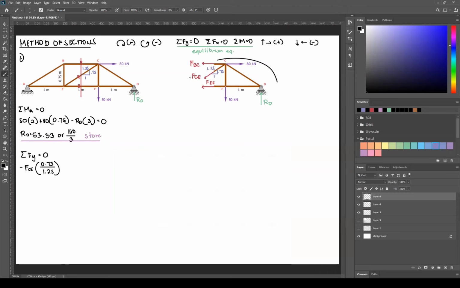Okay, next, find other vertical forces in your diagram. We have a 50 here, downward, so negative 50. Next, RD, upward, so positive RD. There's no other force that has a vertical component, so just equate this to 0. Use the stored value of RD, or you can also just type in 160 over 3 for your RD. Doing that, please solve what's FCE.